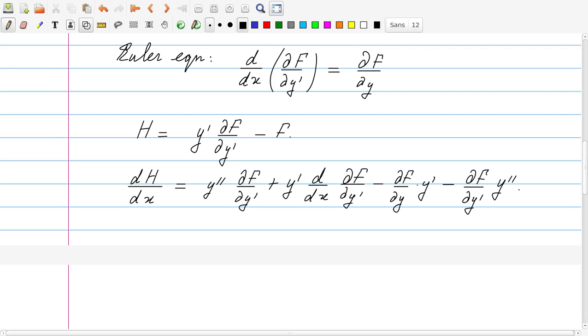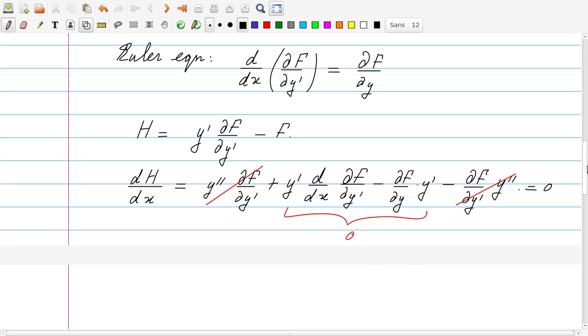Now we see first of all that in this expression the first term and the last term cancel, and the same holds for the second and third term, because if we use the Euler equation, which is up here, we see that this is just y primed times the left hand side of the Euler equation minus the right hand side of the Euler equation. So these two are 0, and therefore we find that this is simply 0. And that means that this quantity, the h, which you may have recognized as the Hamiltonian, is a conserved quantity.